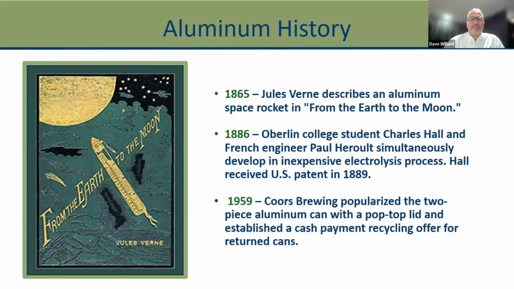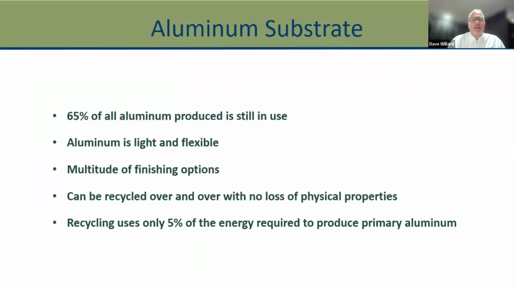pop-top lid and established a cash payment for recycling cans. So that all started in the mid-1900s. As far as aluminum goes, 65% of all aluminum produced over the last several years is still in use today. We know aluminum is lightweight. It's very flexible and pliable. And of course, the different finishes are really what make it attractive for an architectural or aesthetic reason.